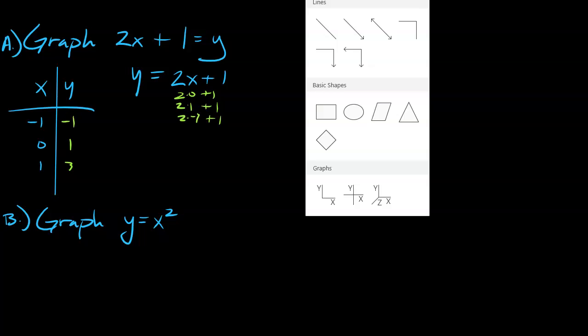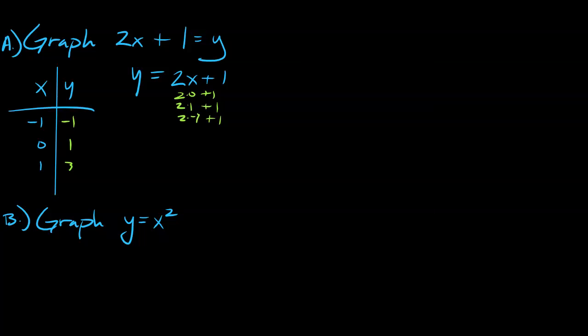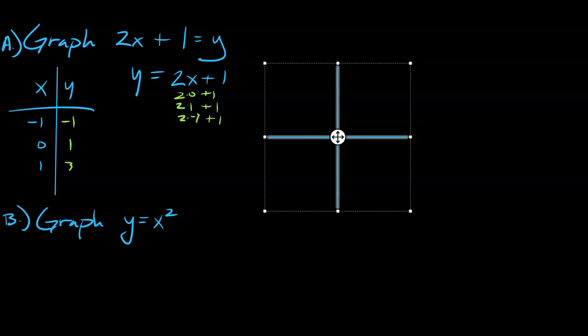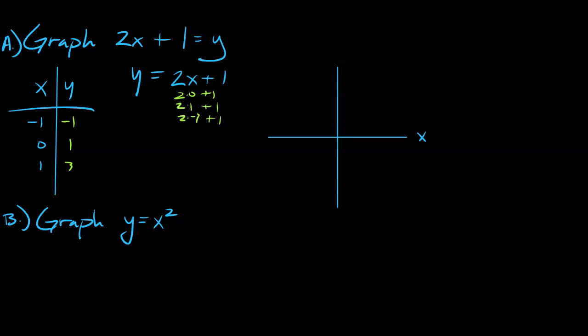Okay, we've got 3 points. Let's graph them. And if they make a nice pattern, we'll be done. If they don't make a nice pattern, well, then we go make some more. 1, 2, 3. So -1, -1. -1, -1. 0, 1, 1, 3.